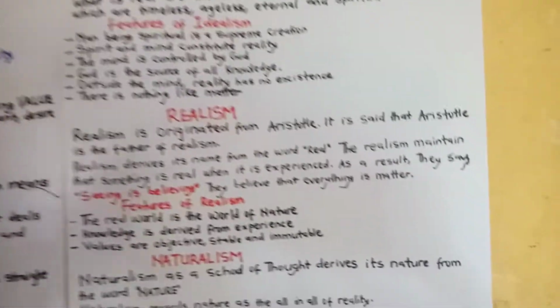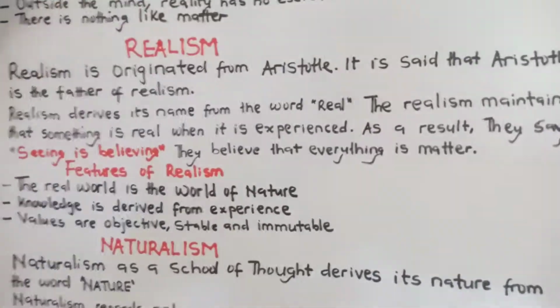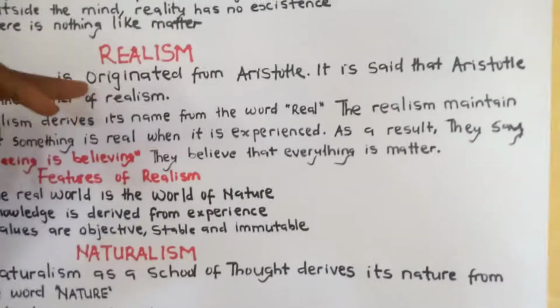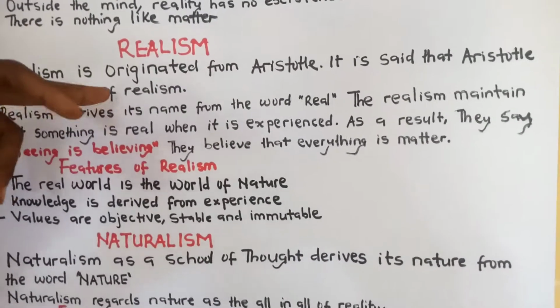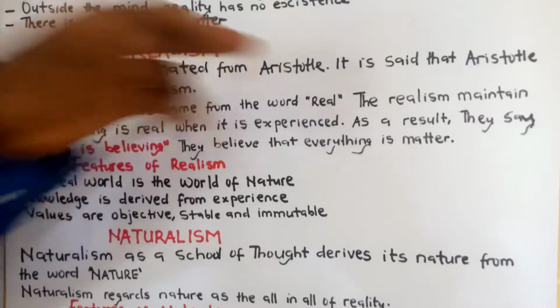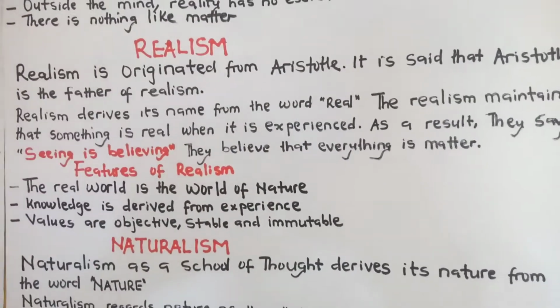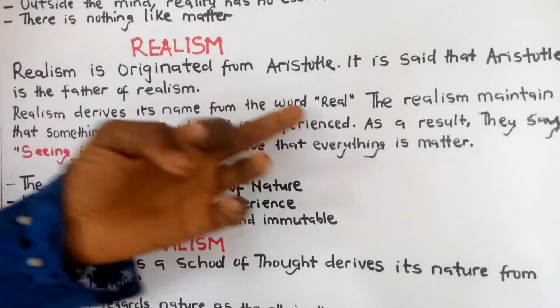Realism, from the word real. Realism here is the opposite of idealism. Realism believes so much in the supremacy of the material over the spiritual. Realism originated from Aristotle. It is said that Aristotle is the father of realism. Realism derived its name from the word real.